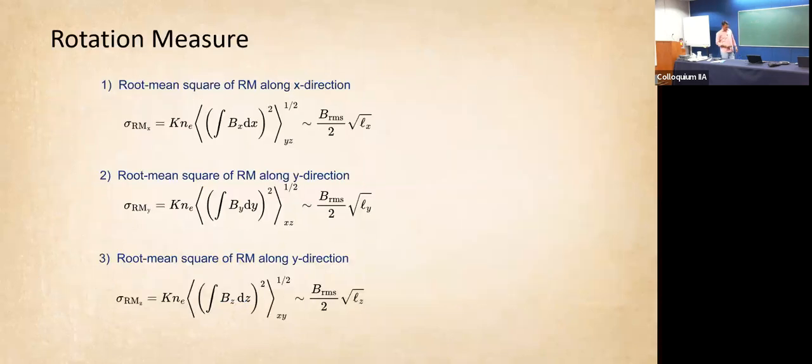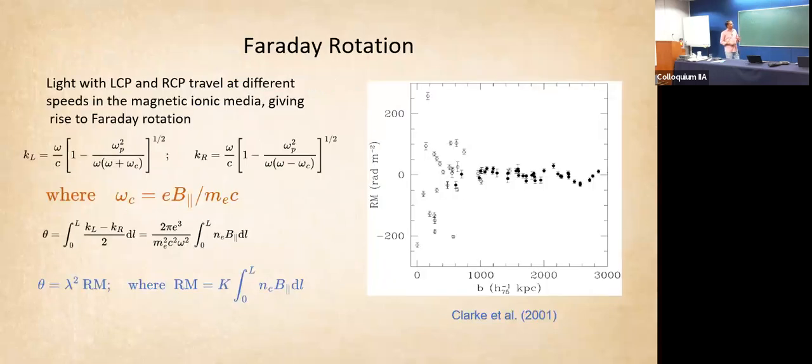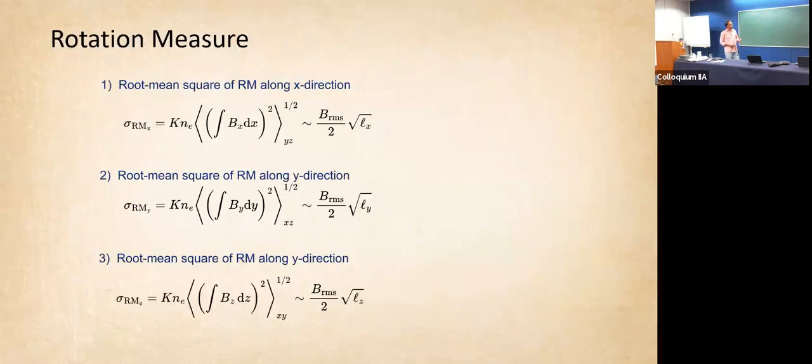So in our simulation, because we are taking a local patch, the average magnetic field is actually 0. So the average RM that we get is 0. So what we look at is the dispersion measure. We look at the root mean square value of the RM, which we get by taking the square of this and then taking the root.